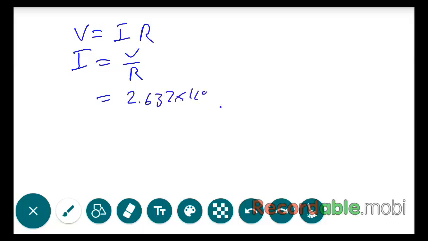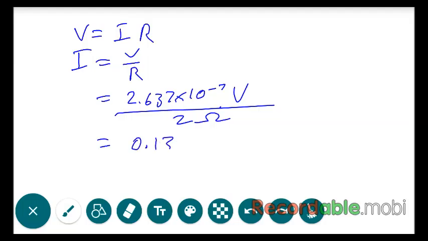Now, taking that answer, we can also use this formula, which we've learned in the previous chapter, to find the induced current. Isolating I, the voltage that we found just earlier was 2.637 times 10 to the negative 7 volts, and the resistance that they gave us was 2 ohms. Therefore, the induced current is 0.13 microamps.